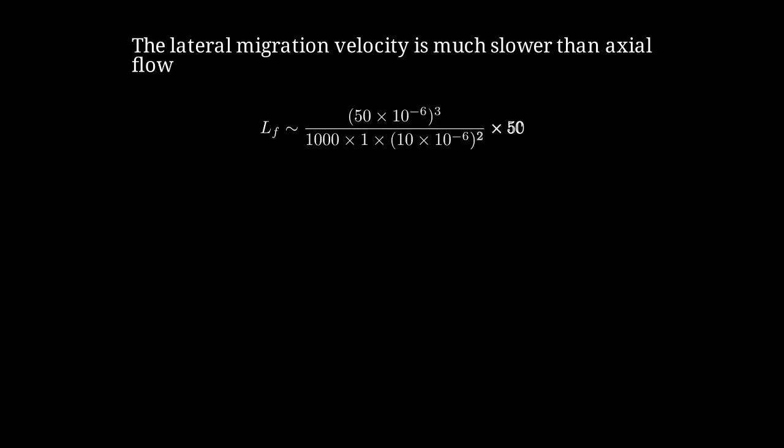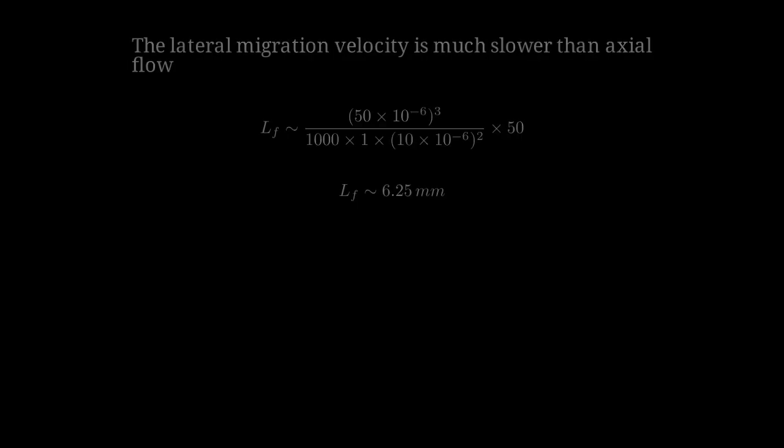Plugging in our numbers: 50 times 10 to the minus 6 cubed divided by 1,000 times 1 times 10 times 10 to the minus 6 squared times 50. This gives us a focusing length of approximately 6 millimeters, so we need a channel several millimeters long for complete focusing.